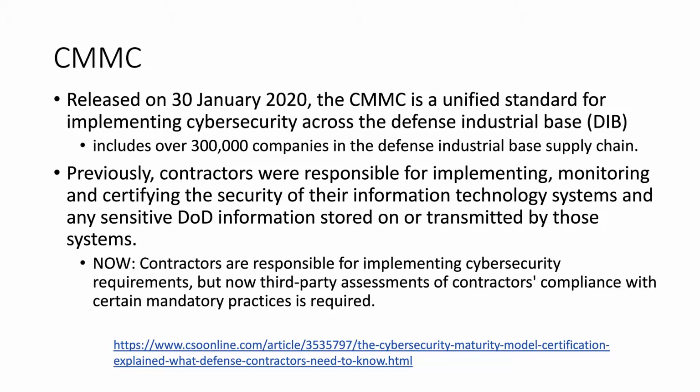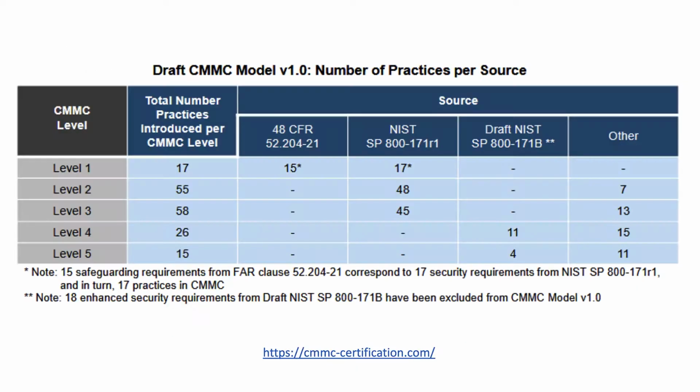Now, under the CMMC, contractors are responsible for implementing cybersecurity requirements, but third-party assessments of contractors' compliance with certain mandatory practices is required. Essentially, what this means is no longer will federal contractors be able to self-verify that they are meeting these requirements. Instead, they're going to have to pay a third-party assessor to come in to verify that they are in compliance. So the CMMC is broken up into 5 different levels, ranging from 1 to 5.